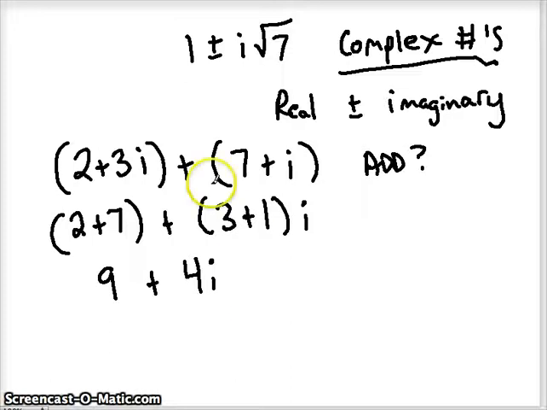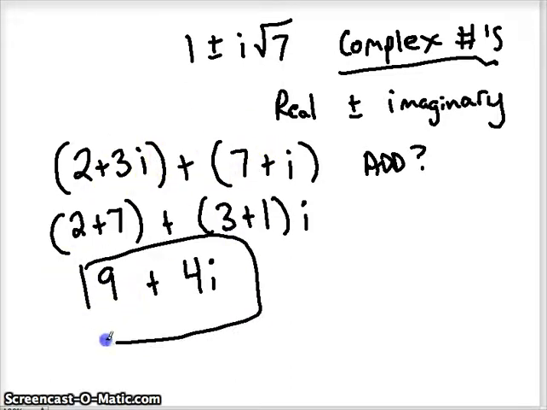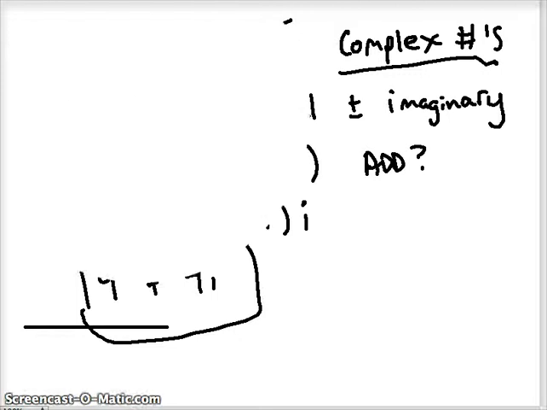So we get the sum of these two complex numbers is this complex number, 9 plus 4i. And the order that we usually write it in, again, is the real number first and the imaginary number second. We'll get more into that in a sec. Okay, so let's do another example here. Just more of the same.